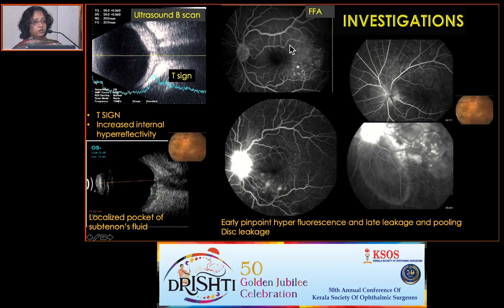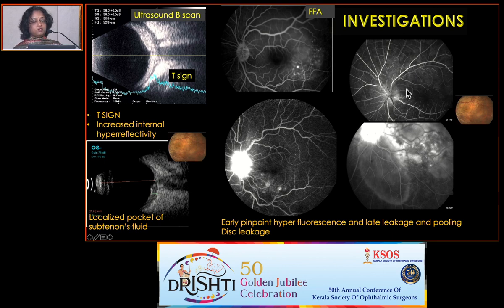And in FFA, you always expect a hot disc in all cases of posterior scleritis. That need not be the case in all the cases. In the first picture, you can see that the disc is not that hyperfluorescent, but in the late phases, you can see that there is leakage and mild pooling of the dye. So if you don't see a disc leakage, again, don't think that it cannot be a posterior scleritis.